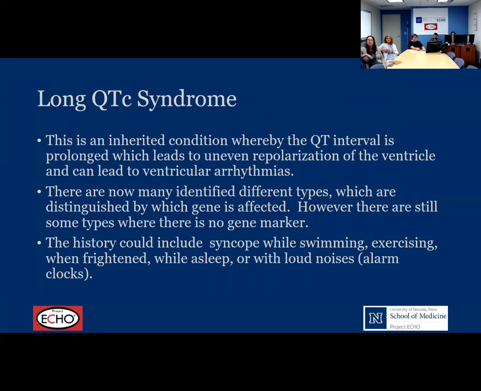Long QT syndrome, the QT interval, which is in the EKG, the beginning of the Q wave to the end of the T wave, generally takes too long. And this results in an uneven repolarization of the ventricle, so that the next cardiac impulse that comes down to the ventricle will be conducted through part of the ventricle, but not all of it, and you'll end up with what's called torsades de pointes, and then VFib.